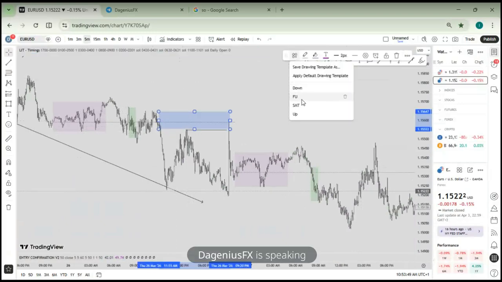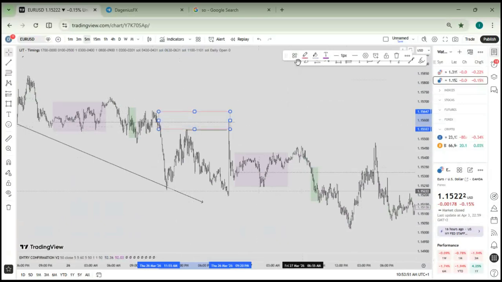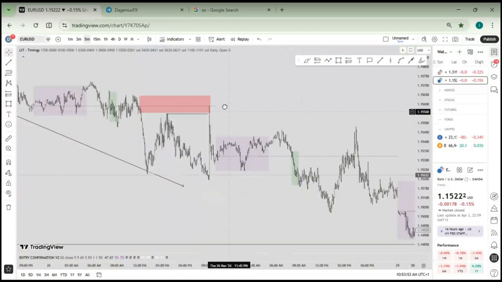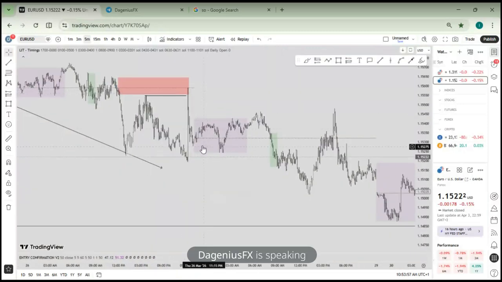I hope you guys can hear me. Mitigation, building up in Asia. So in this case, what I'll be looking for in Asia is a sweep of this liquidity here.